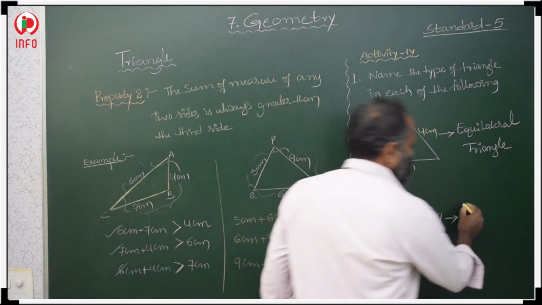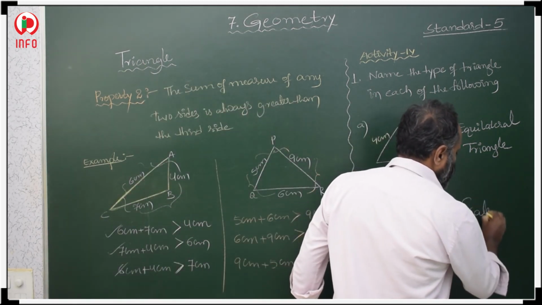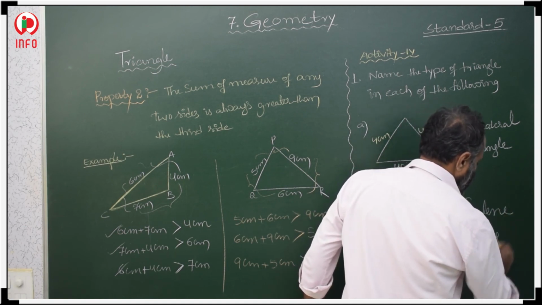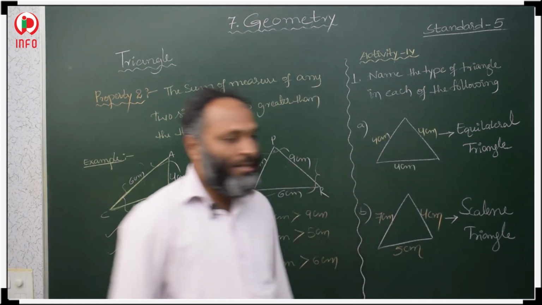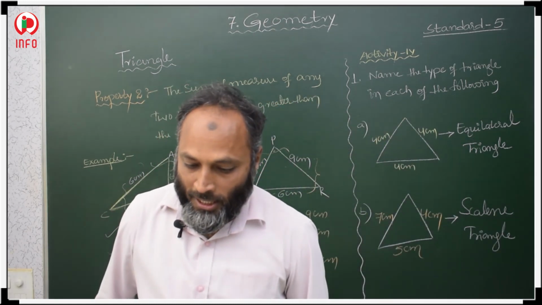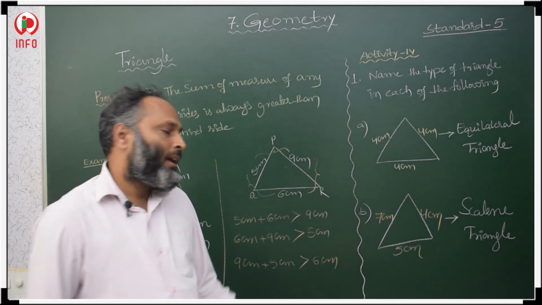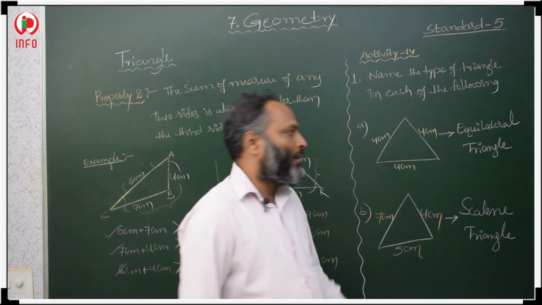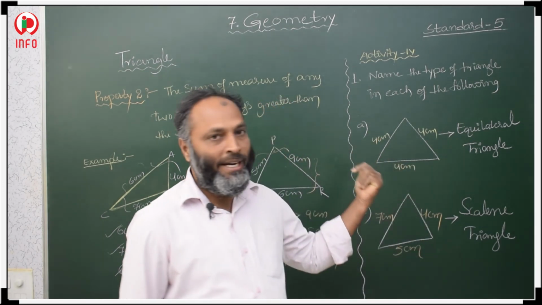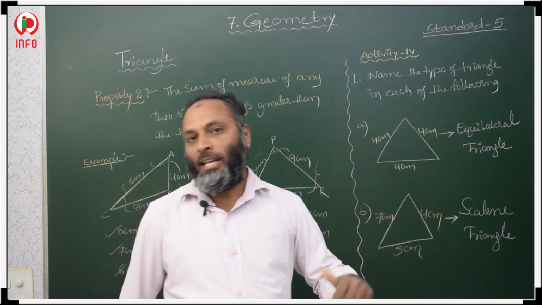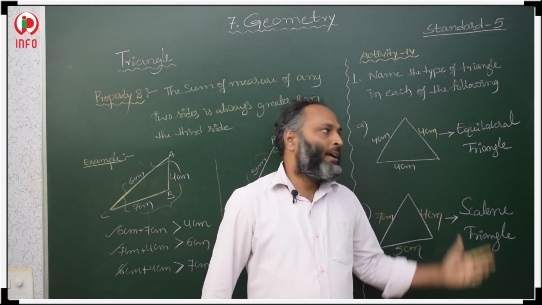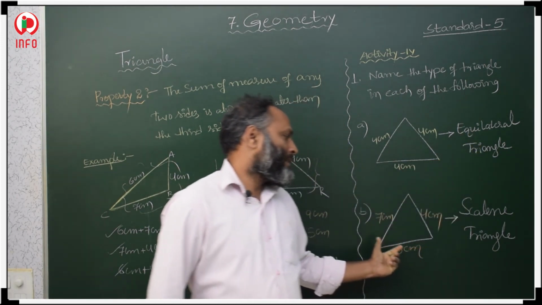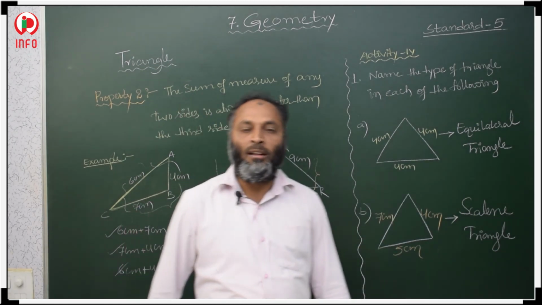This is the scalene triangle. In a scalene triangle, all three sides are different in length. Like this, on the basis of the sides, we have to decide and say which type of triangle it is. Here all three sides are equal, so it is an equilateral triangle. Here all three sides are different, so it is a scalene triangle. Okay.